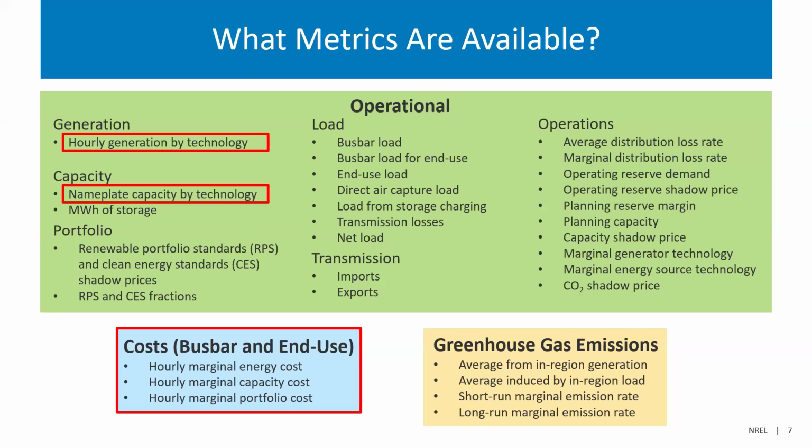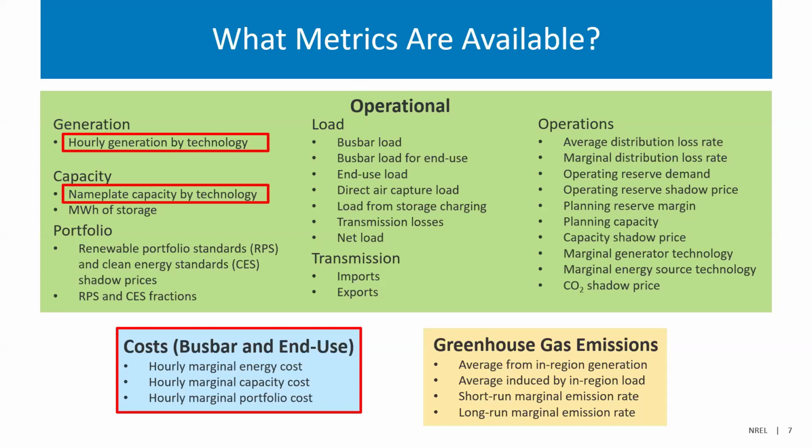Other popular metrics are the costs. So this is the marginal energy capacity portfolio costs. This stuff is generally useful if you are trying to do things like benefit cost analysis, or if you're screening the value of different technologies. These are the types of things that people draw from.